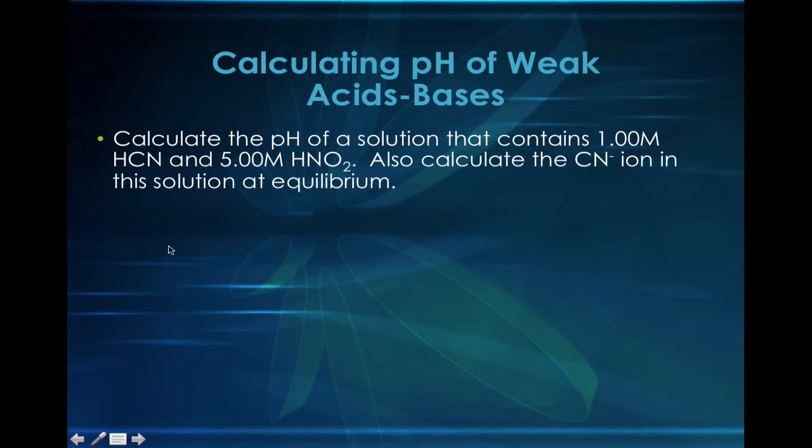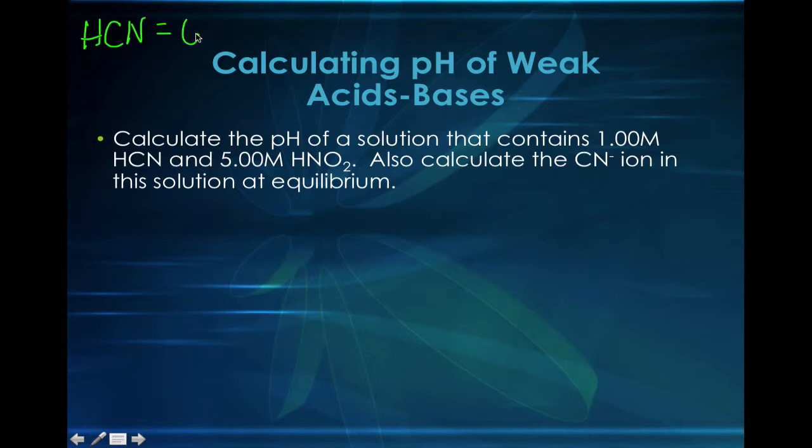All right, the next question. Calculate the pH of a solution that contains 1 molar HCN and 5 molar HNO2. Also calculate the cyanide ion in the solution at equilibrium. So the first thing we're going to do is worry about finding the pH. If you look back up into that table on that page and we want to find Kas, I'm going to look for the Ka of HCN. The Ka of HCN is, let's look.